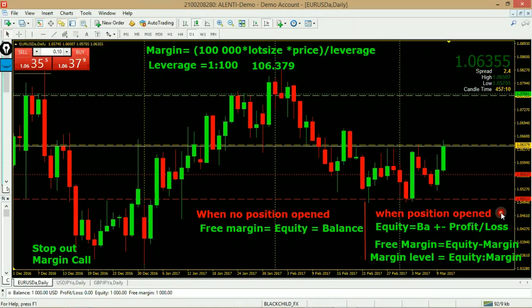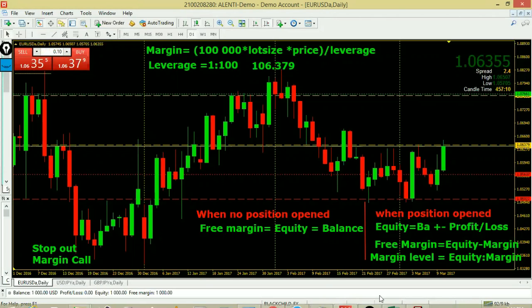The moment you open a position, the transaction is opened at the ask price, remember, as I explained to you, and your equity becomes your balance plus or minus your profit and loss. So initially, all transactions, whether short or long, will start at a negative. Why? Because of the broker spread, the difference between your bid and the ask price in pips. Then in dollars, how do you calculate your spread? It depends on the lot size which you use.